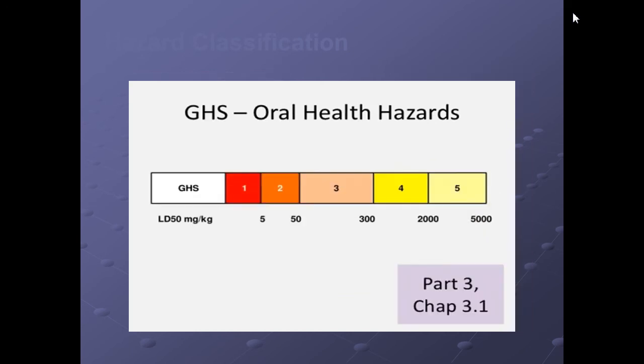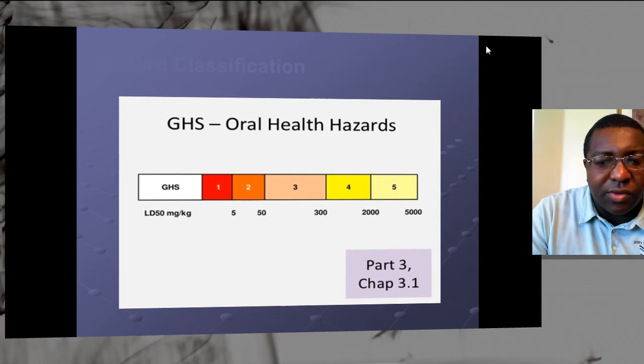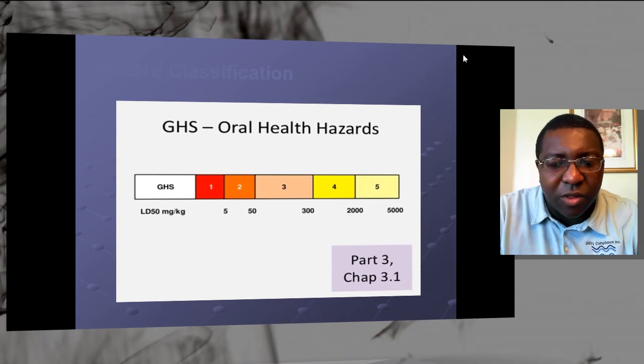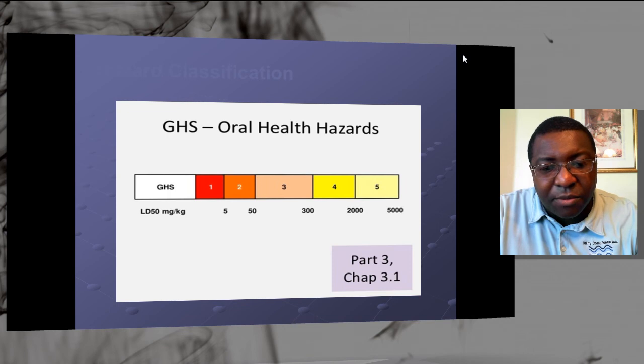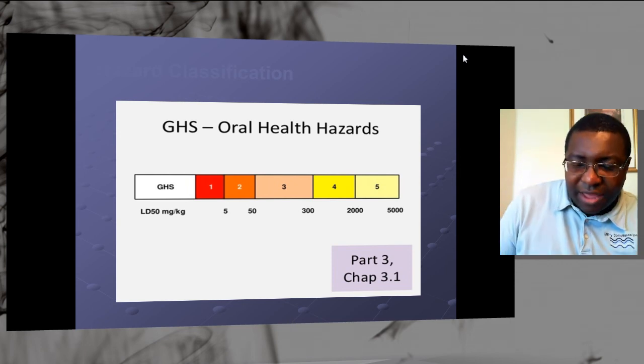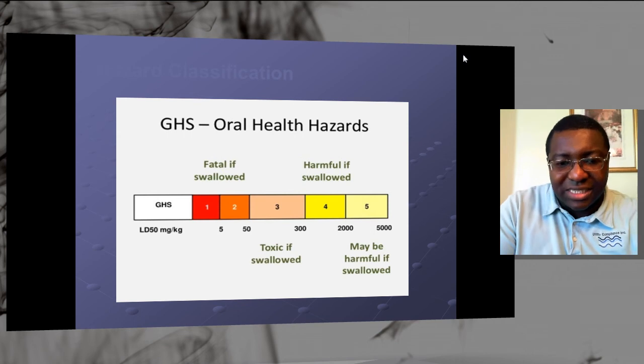And let me skip down to the next one. So what that means, if you're looking at the lethal dose 50, that 1 is anything under 5 milligrams or up to 5 milligrams. It'll be highly toxic at that point. And then number 2 is from 5 to 50. Number 3, 50 to 300. And then 4 is 300 to 2,000. And then 2,000 to 5,000 gives you your 5. And that's your rating system.